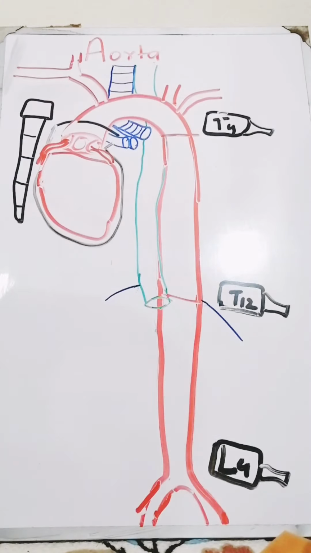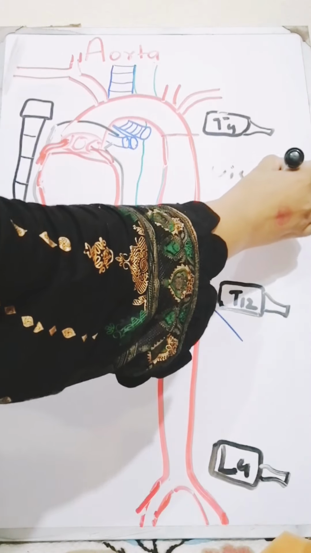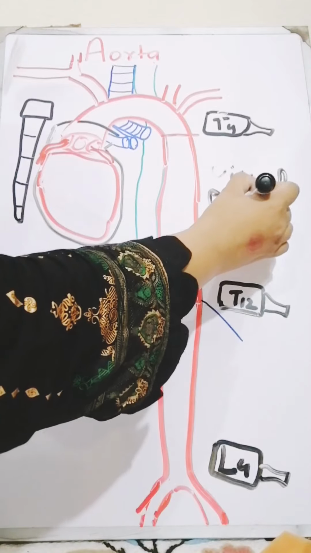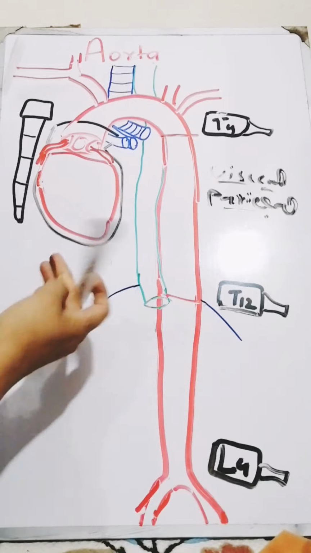It gives two main branches, visceral and parietal. Visceral branches are those which supply the organs of the thoracic cavity. Visceral branches supply the pericardium, esophagus, mediastinum and bronchial arteries. The parietal branches are those which supply the wall of the thorax, which include the intercostal, subcostal and phrenic arteries. Here I will only mention that there are visceral branches and parietal branches, but we will discuss them in detail later. You can see here there is the diaphragm.